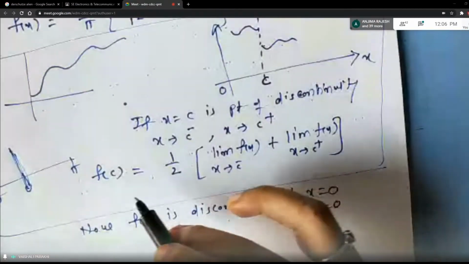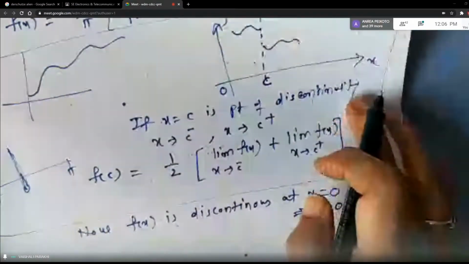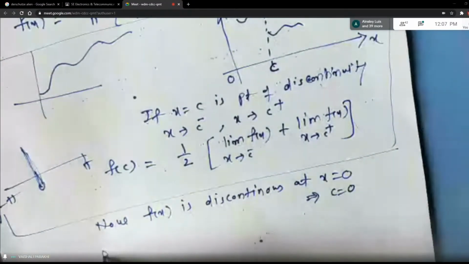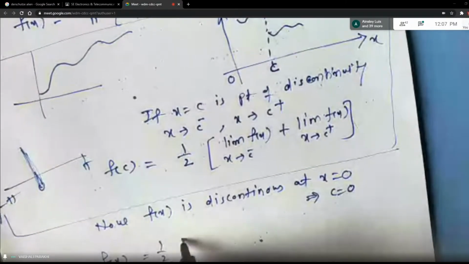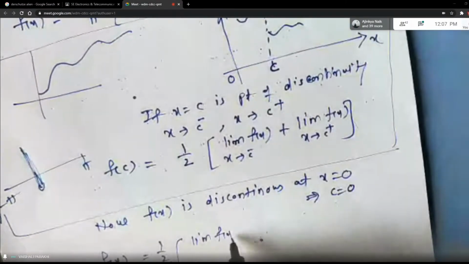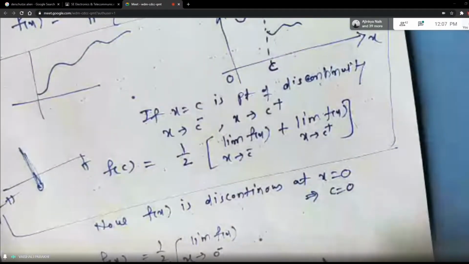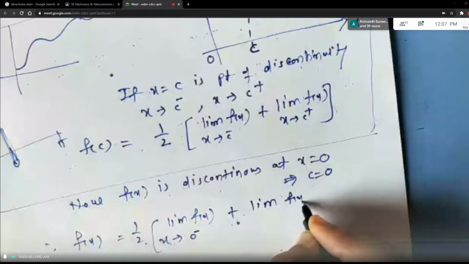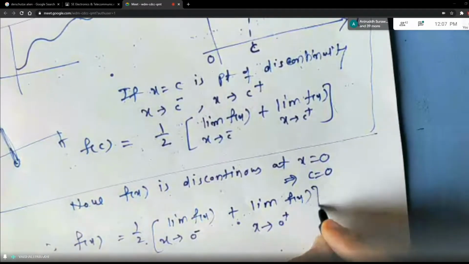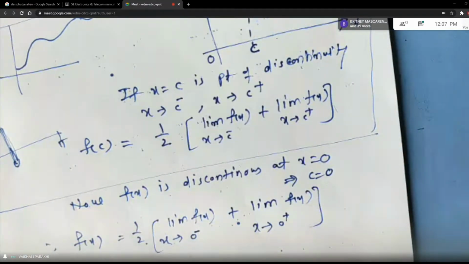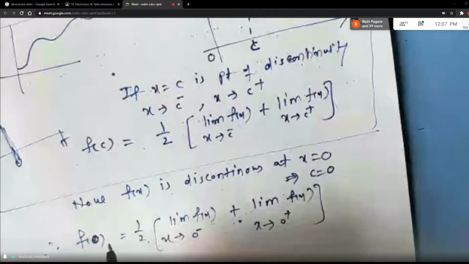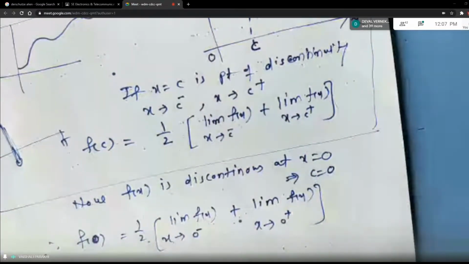Now let us substitute this in the formula, students. What you need to do is, your f of 0 will be half of limit of f of x as x tends to 0 minus, means left hand side of 0, plus limit of f of x as x tends to 0 plus, means on the right hand side of 0. So this is to find out the value of f of 0, because you need to substitute this to prove our series.